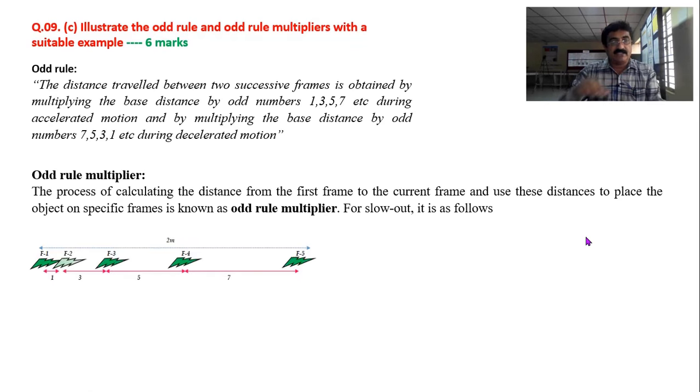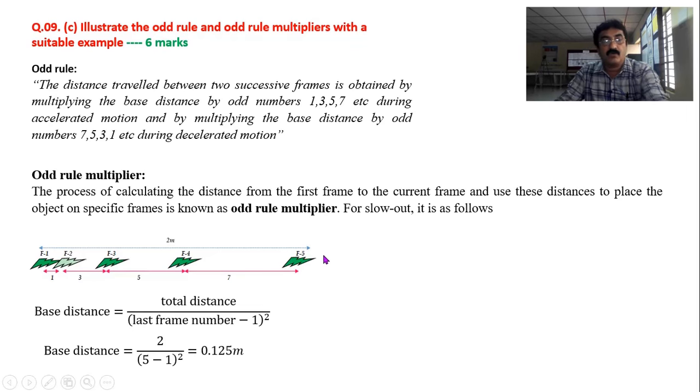I have taken one example. Here one object is speeding up. Initially the gap was very small, so with time the spacing is increasing. That body is travelling from the first frame to the fifth frame, a total distance of 2 meters. Now I want to know the distance from F1 to F2, F2 to F3, F3 to F4, F4 to F5, or from F1 to F4, F1 to F3, F1 to F5. How? With the help of odd rule multiplier.